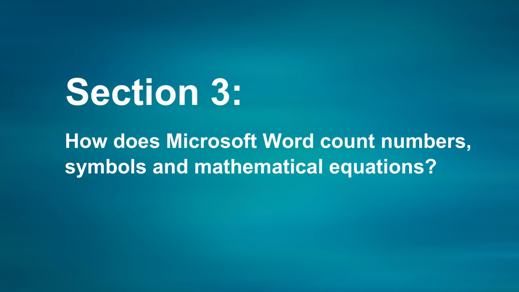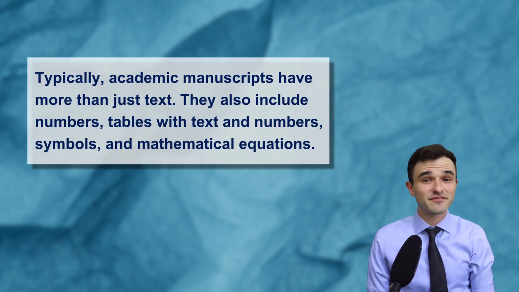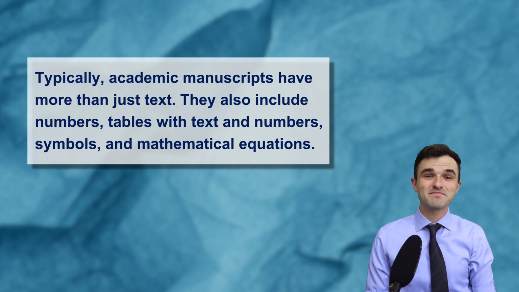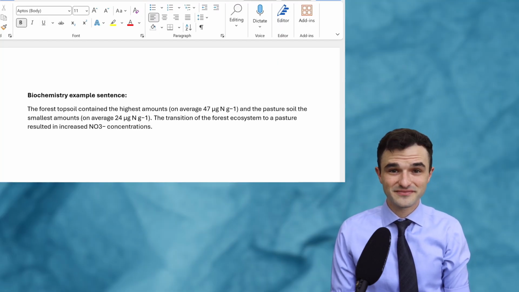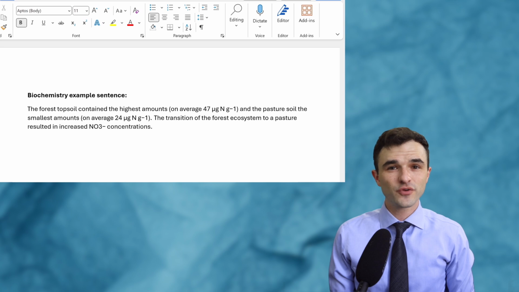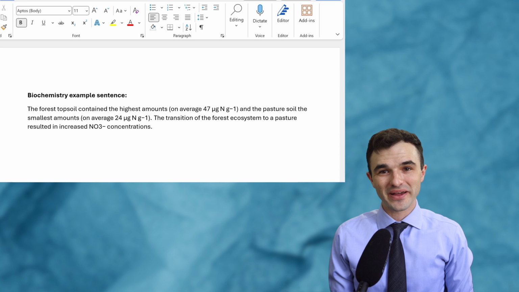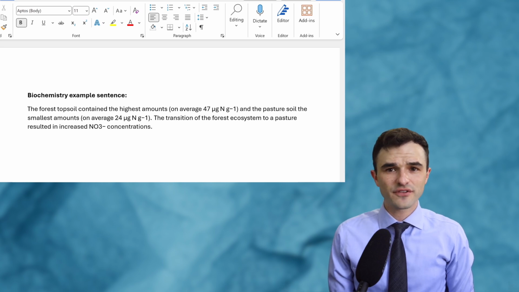Section 3, how does Microsoft Word count numbers, symbols, and mathematical equations? Typically, academic manuscripts have more than just text. They also include numbers, tables with text and numbers, symbols, and mathematical equations. Here's an example from the field of biochemistry. Example sentence, the forest topsoil contained the highest amounts and the pasture soil the smallest amounts. The transition of the forest ecosystem to a pasture resulted in increased nitrate concentrations.